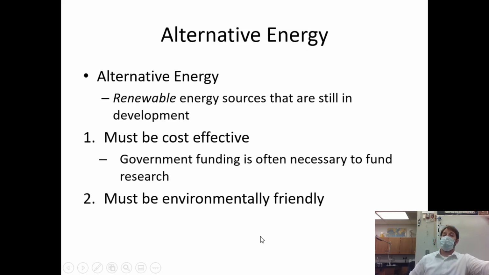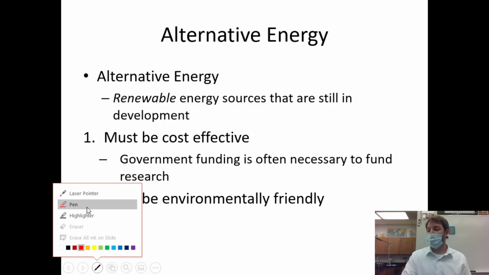So we've been learning about energies, non-renewable being fossil fuels and nuclear, and then renewables being wind, solar, biomass, hydroelectric. The difference between renewable energy sources and alternative energy sources is that alternative sources are energy sources that are still in development. They are renewable, but they're not really fully implemented yet. We're working towards a future where we will have them implemented. So these are renewable energy sources that are still in development.